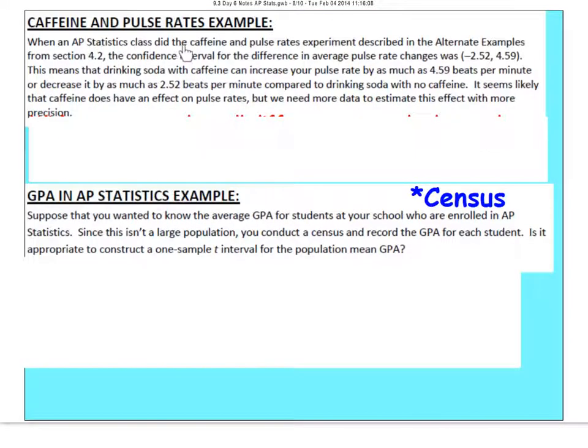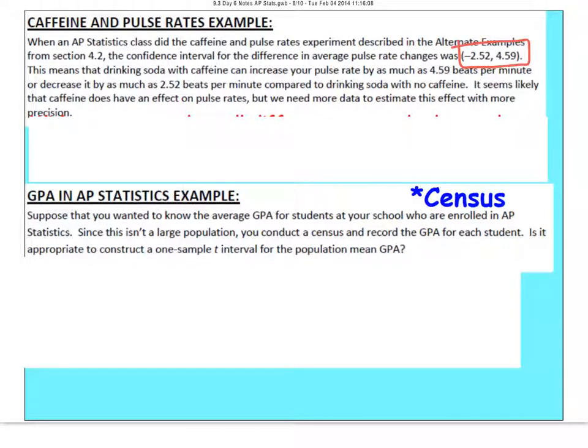Look at this caffeine example. When an AP Stats class did the caffeine and pulse rates experiment, remember we just talked about it, the confidence interval for the difference in the average pulse rates was right here. It's our confidence interval. This means that drinking soda with caffeine can increase your pulse rate by as much as 4.59 right here, and decrease it as much as 2.52, which is the lower end, compared to drinking soda with no caffeine. It seems likely that caffeine does have an effect on pulse rates, but we need more data to estimate this effect with more precision.